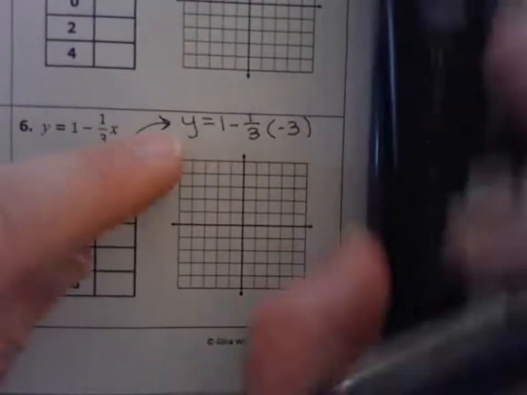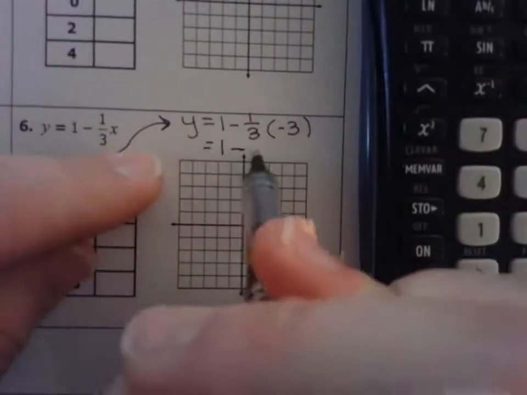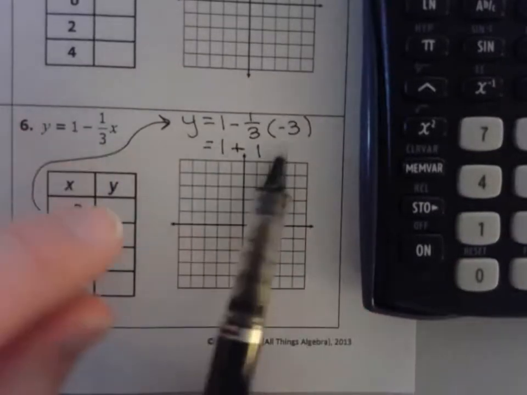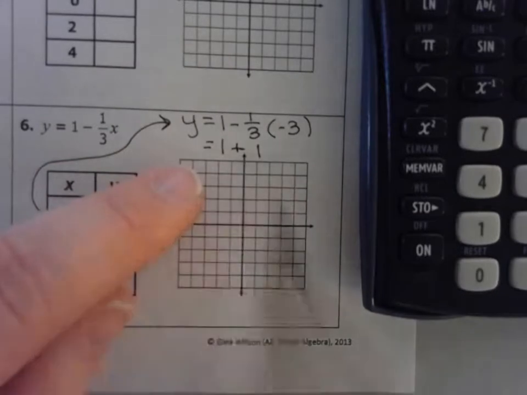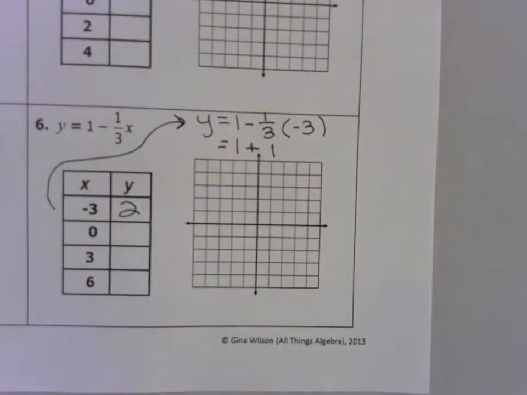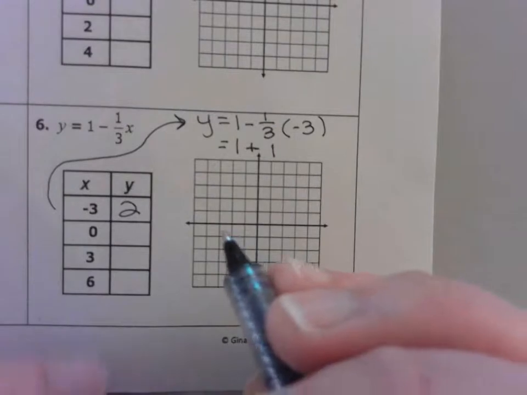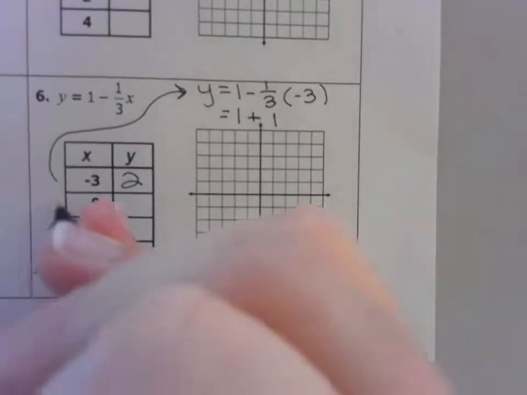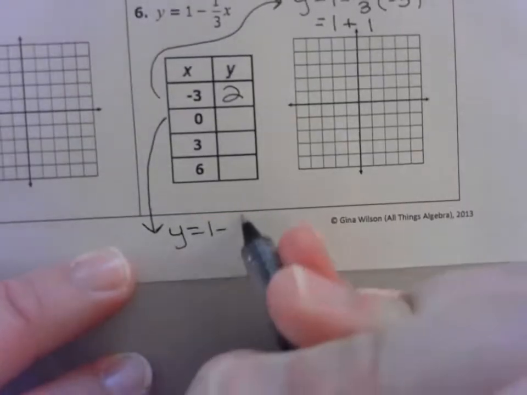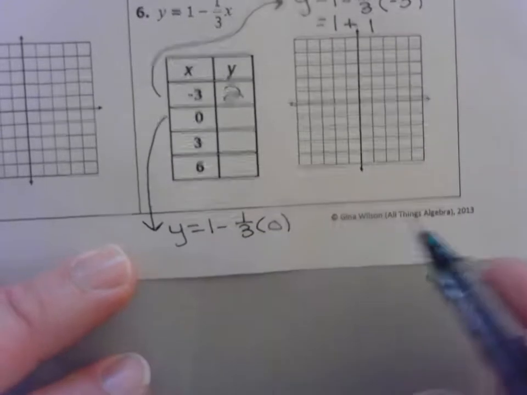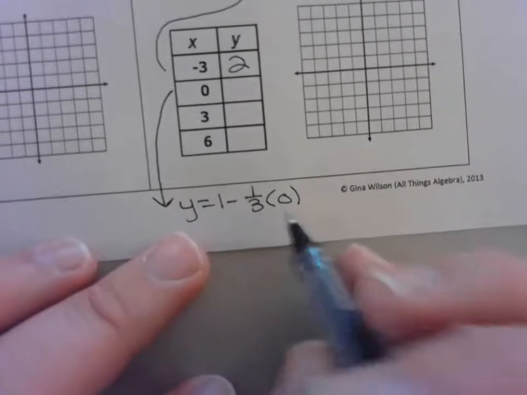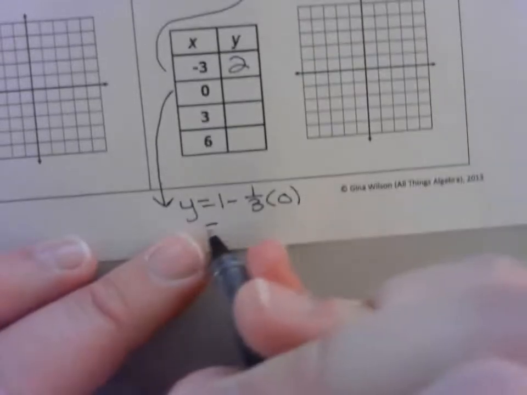And then if that is 1, I still have 1 minus the 1. Nope, that would be plus 1. Sorry. So -1/3 times a -3 is a positive 1. So it's 1 plus 1, which is 2. So -3, 2. Thank you. Okay, any questions on that one? Okay, let's plug in 0. If I plug in 0, y equals 1 minus 1/3 times 0. 1/3 times 0 is 0, so it's just 1.